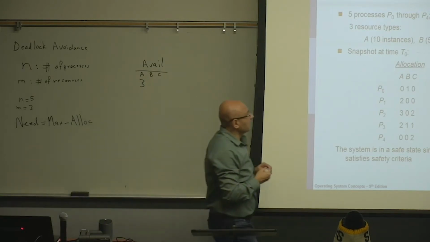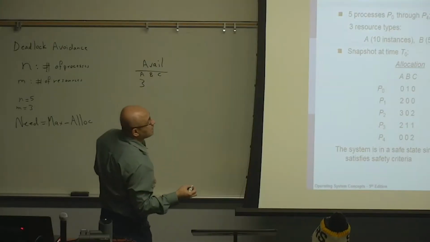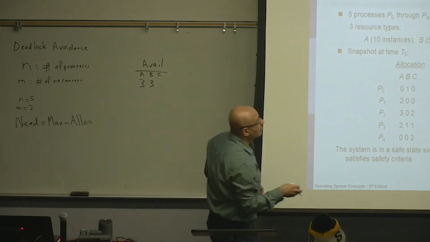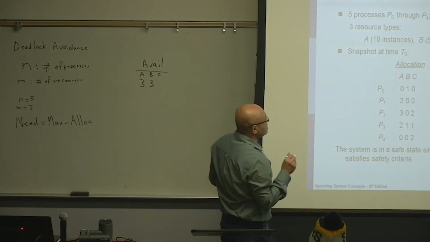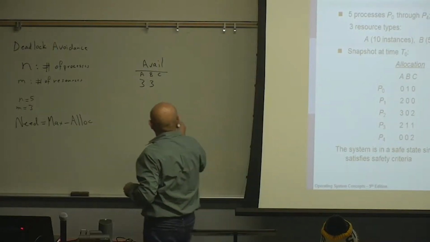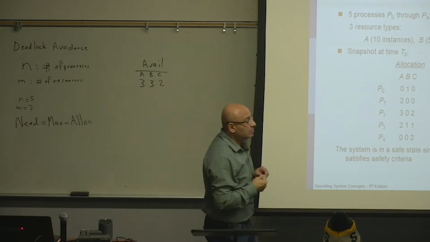Resource B, total is 5. What is currently allocated is 1 plus 1, which is 2. 2 subtracted from 5 is 3. And resource C, we have a total of 7. What is currently allocated is 5. So we have 2 available. So what is available now is 3, 3, 2.